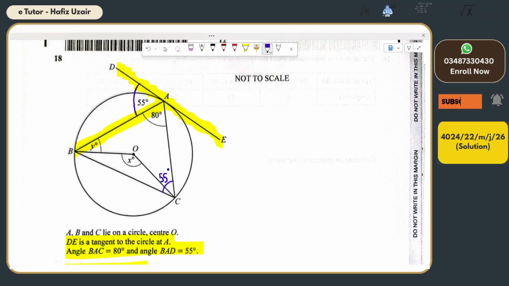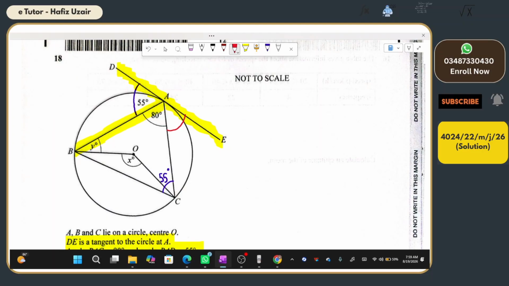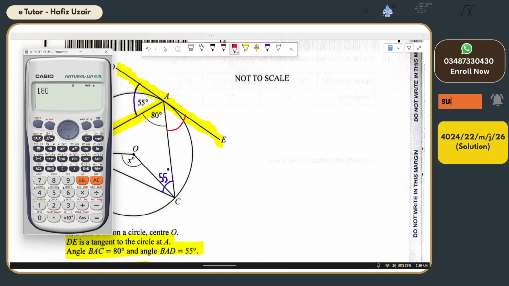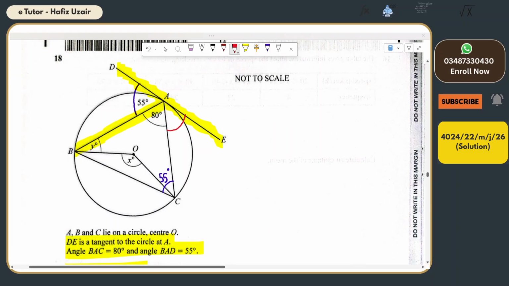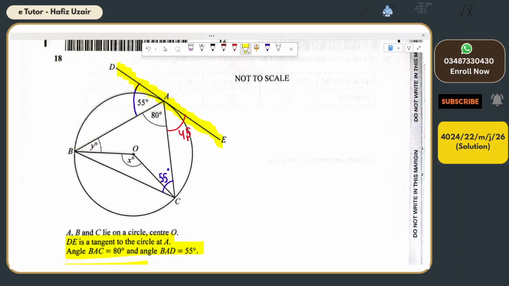All right. Now let's find out this angle over here. If we subtract these values from 180, 180 minus 80 minus 55, this comes out to 45. So this angle over here is 45. Now similarly, this chord will make the same angle at the circumference. Let me highlight this chord now. So this angle must be 45 degrees.